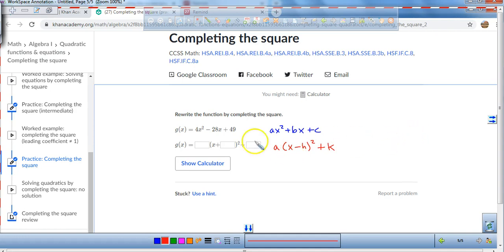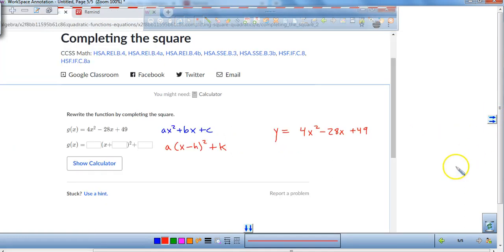So here's what we're going to do. We're going to change g of x to y just to make it a little bit easier. So we're going to put y equals 4x squared minus 28x plus 49. That's the first thing we're going to do. Next, we are going to factor out a 4. We're going to factor out a 4 because that's what's going to go right here.